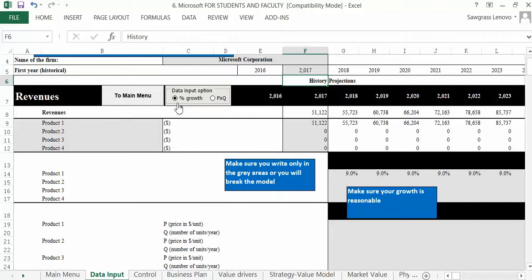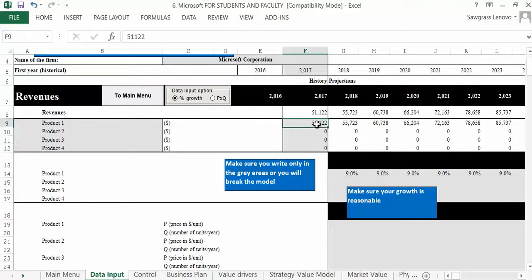You have two ways to upload the data. One is using growth, which is very simple, because you always remember to put the numbers in the gray areas. Don't put them in the white areas, because they break the simulation. So don't touch the white, unless you feel very comfortable touching the equations. You can do it, but be careful, because you can break the whole simulation. So use only the gray area.